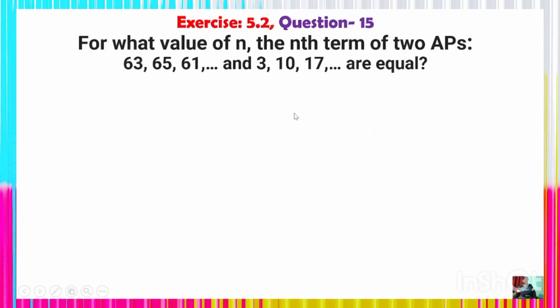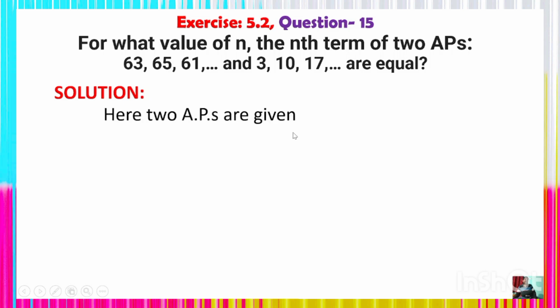Another interesting problem here. For what value of n are the nth terms of the two APs 63, 65, 67 and 3, 10, 17 equal? You have to find the value of n for which the nth terms of both APs are equal. Look at the solution here.